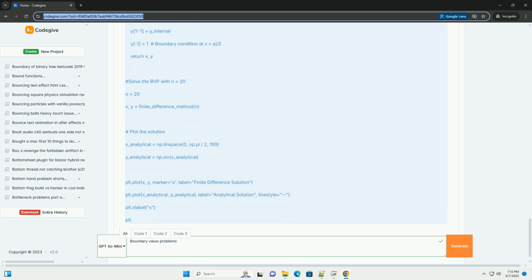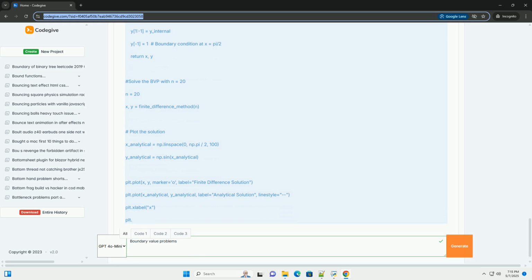Python code examples. Let's illustrate the shooting method and finite difference method with Python code using SciPy and NumPy. Example 1, the shooting method. Let's consider the following BVP. The analytical solution is y(x) = sin(x). We'll use the shooting method to approximate this.